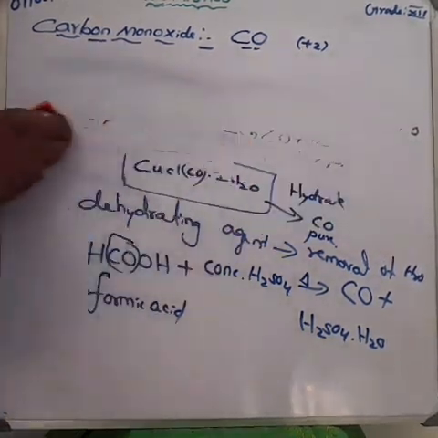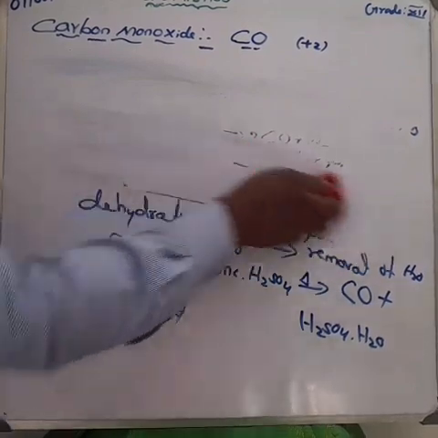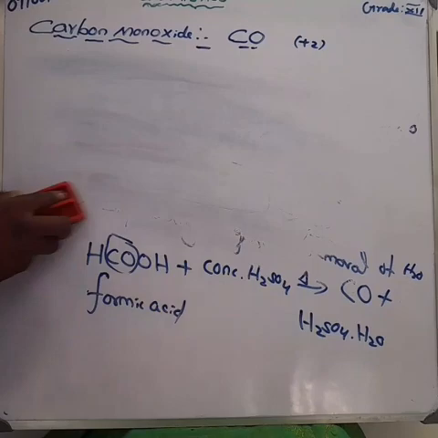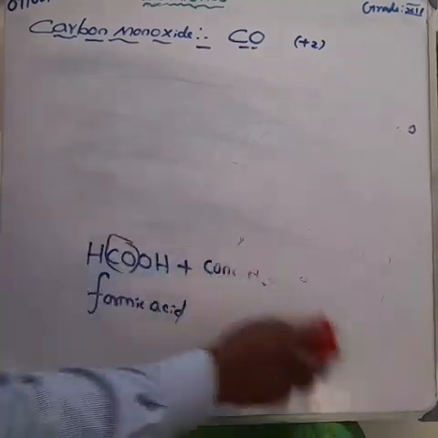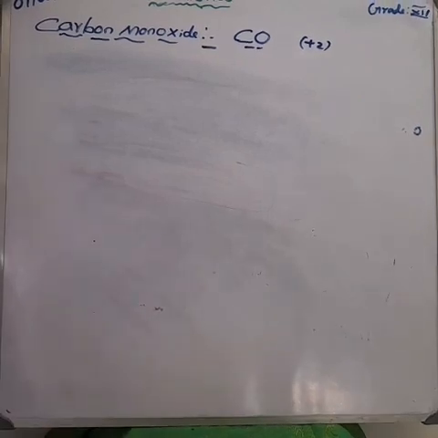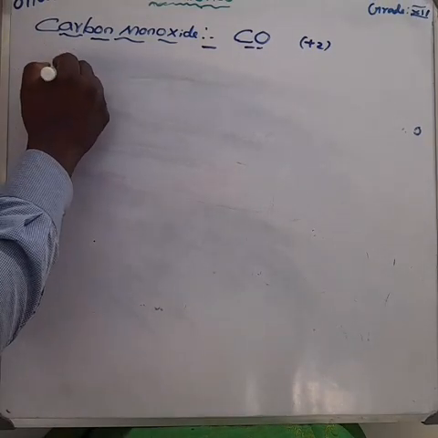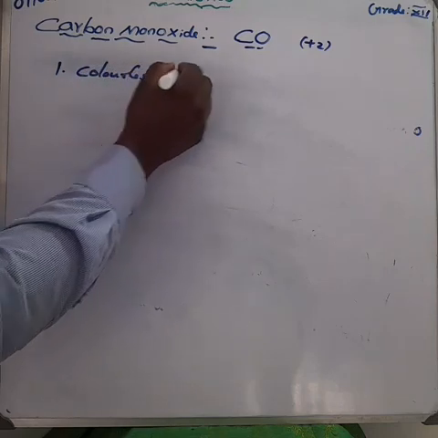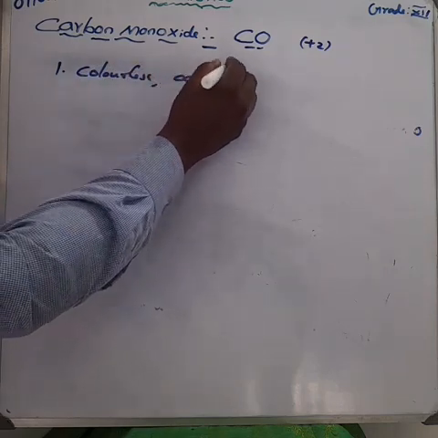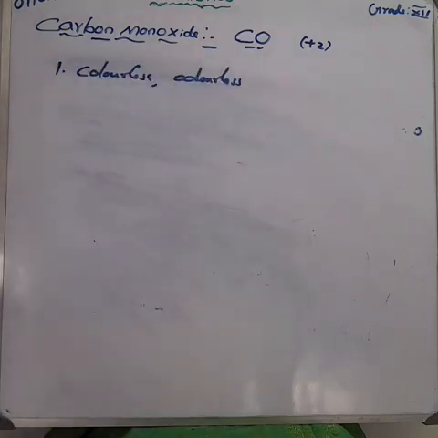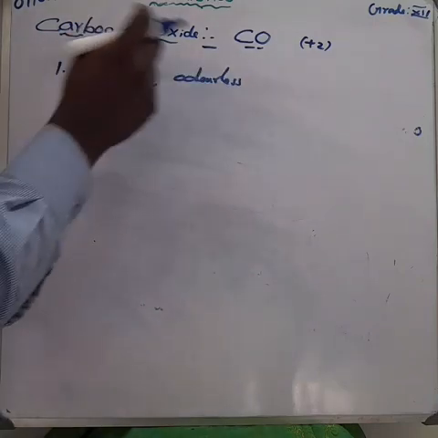What are the properties of carbon monoxide? All of you know that one. It is one of the poisonous gases. Am I right? Carbon monoxide is a powerful poisonous gas. The first point: carbon monoxide is a colorless gas, an odorless gas, and also a poisonous gas.